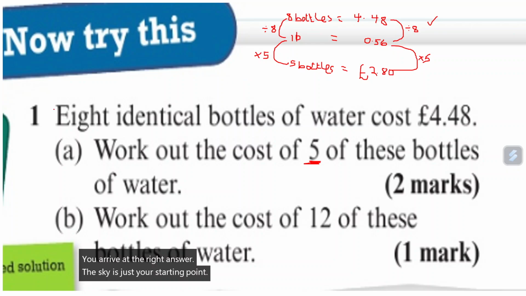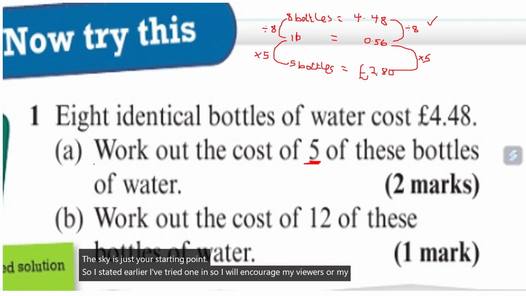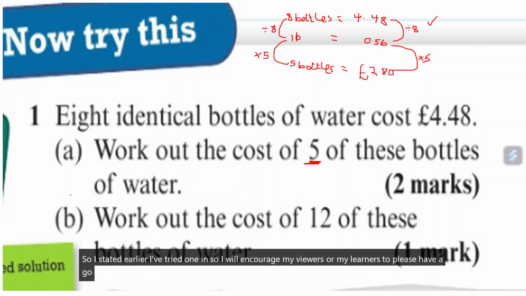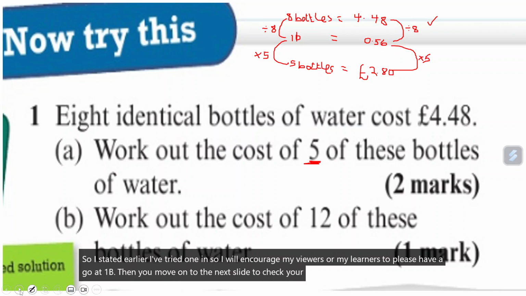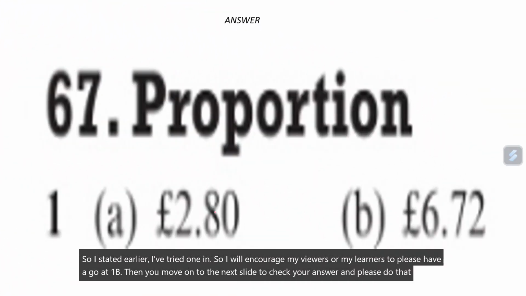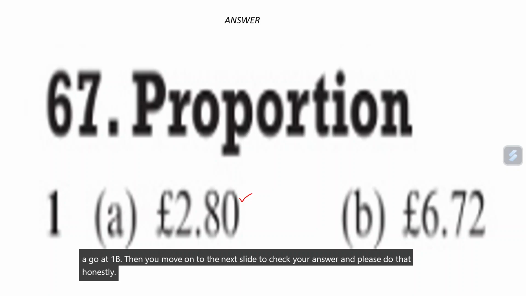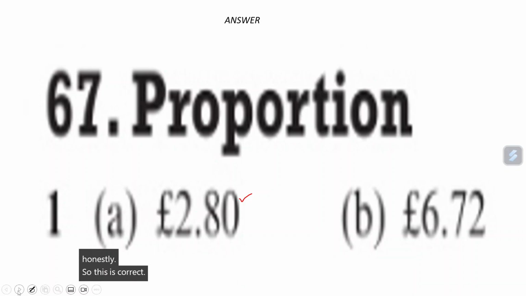So as stated earlier, I've tried 1A, so I will encourage my viewers or my learners to please have a go at 1B. Then you move on to the next slide to check your answer. And please do that honestly. So this is correct. Then let's move on.